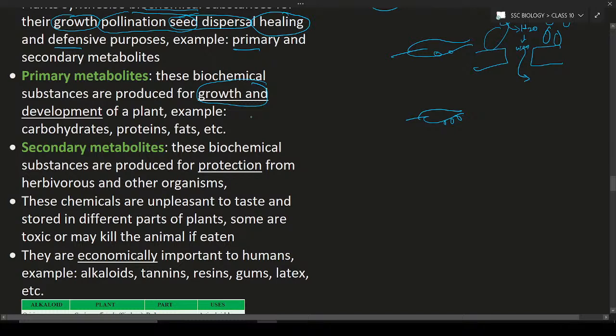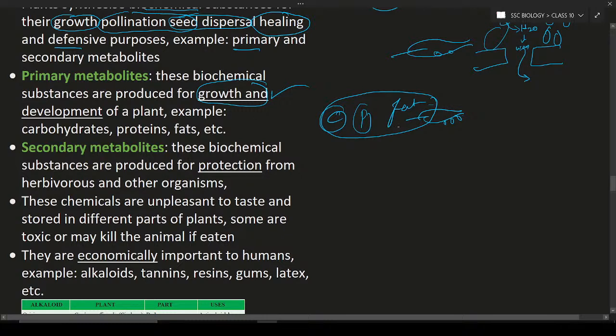Again, the metabolites are of two types. What are those metabolites? Primary metabolites and secondary metabolites. Primary metabolites are used for the growth and development of the plant body. What are they? They are carbohydrates, proteins, fats, vitamins, and so on. They are all primary metabolites, important for plant growth and development.